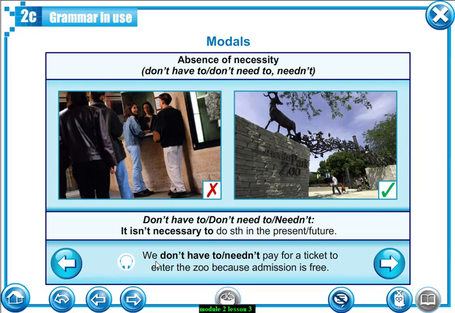For example, we don't have to pay for a ticket to enter the zoo because admission is free. We don't have to or needn't pay for a ticket to enter the zoo because admission is free. As we see, we're using absence of necessity here in the future or present. We're using don't have to, don't need to or needn't.